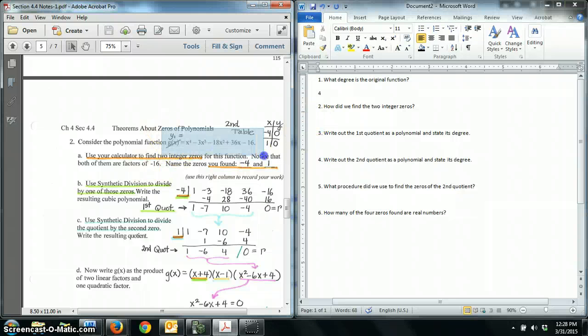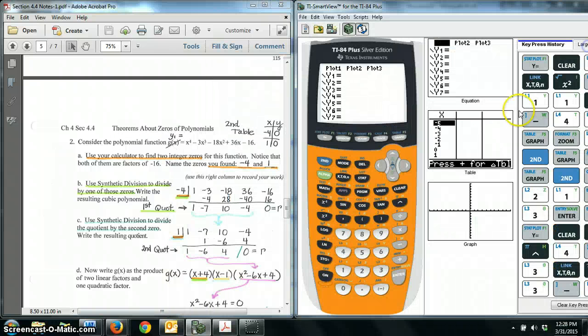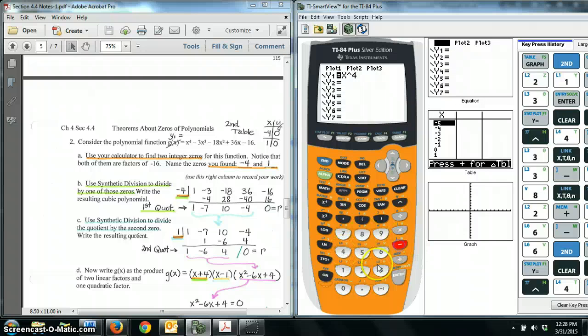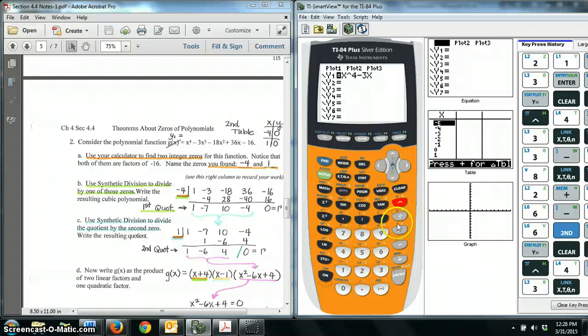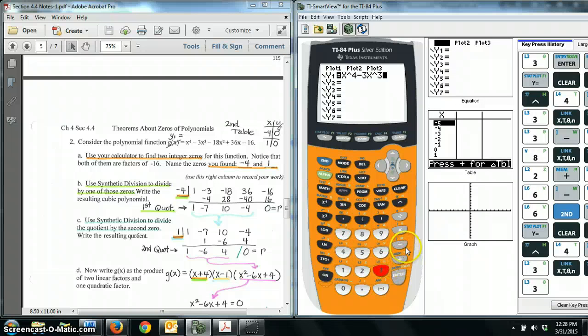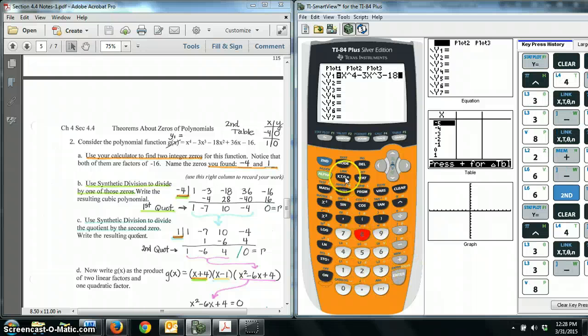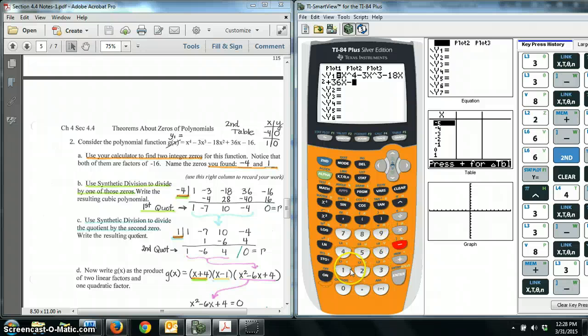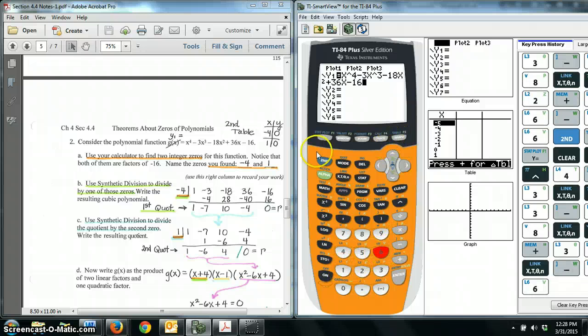Well, you can see right here the y1 equals and then second table. We just need to go to the y equals and put this in. So let's go ahead and do that. I'm going to put this function in. Minus 18x squared plus 36x minus 16. And then let's go to the table.